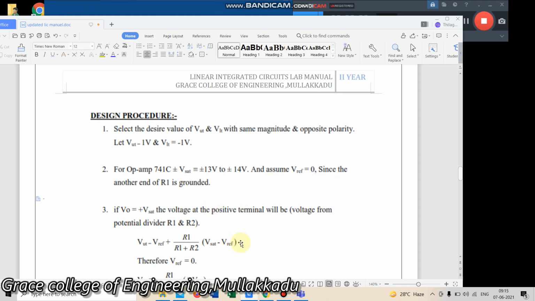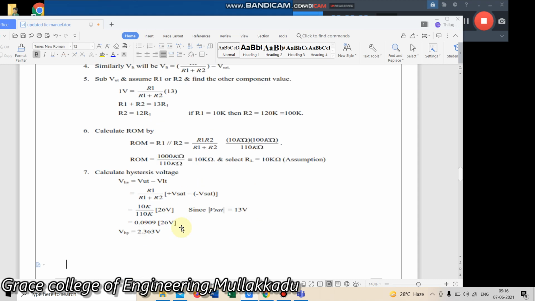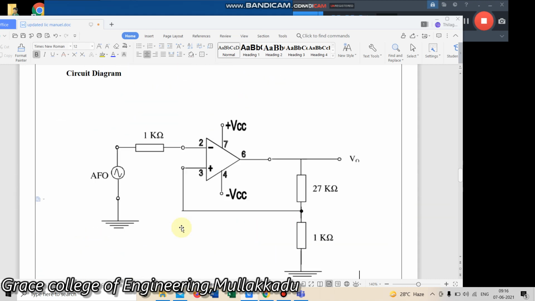From that we have to calculate the values of the various resistances, R1 and R2; the parallel combination of R1 and R2 is taken. This is for the voltage divider network. We have to calculate the value of the resistance. Load resistance is assumed to be 10 kilo ohm, and hysteresis is calculated by the difference of the upper threshold as well as lower threshold value. Using this, we have to draw the circuit diagram.